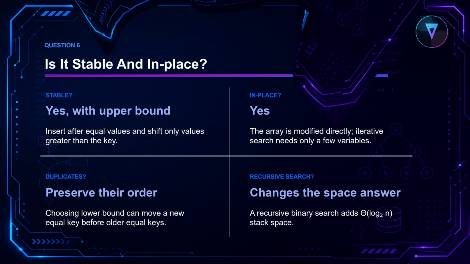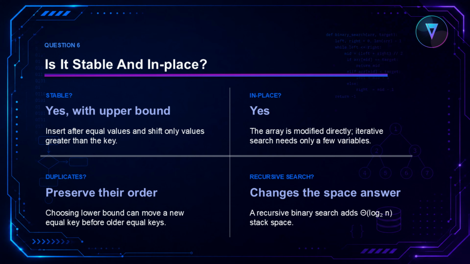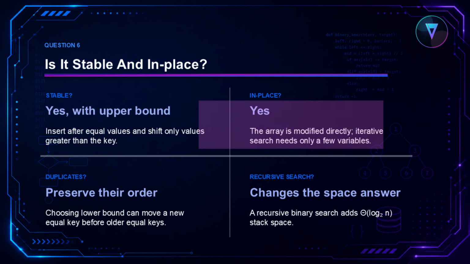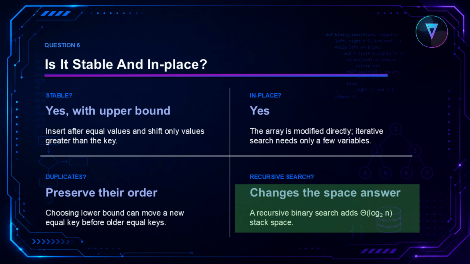Is binary insertion sort stable and in place? Yes, if the binary search returns the upper bound, so the new key is inserted after existing equal keys, and only strictly greater values shift. The iterative version is in place and uses O of 1 auxiliary space. A recursive binary search would add O of log of n stack space.